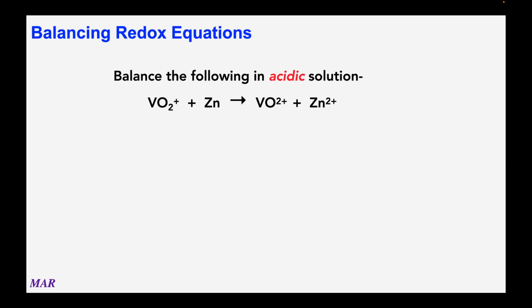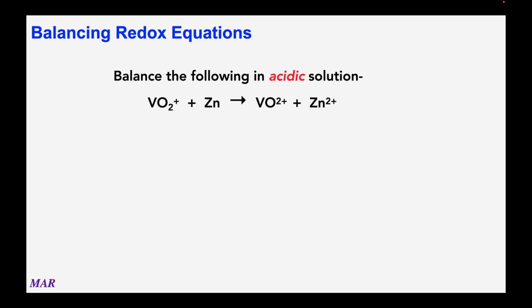Now in this reaction, we have VO2 plus 1. That's a vanadium, 2 oxygens, and a plus 1 charge. And it's reacting with zinc metal, zinc by itself. It's going to make VO2 plus. That's a vanadium and 1 oxygen with a 2 plus charge. And it also makes zinc 2 plus. Okay, so like before, we're going to have 2 vanadium species that we'll put together, and 2 zinc species that we'll put together.